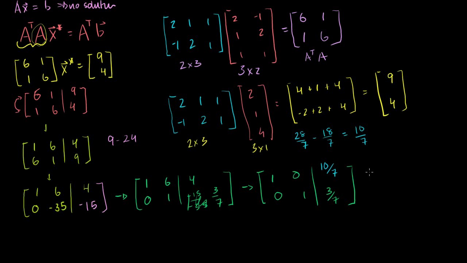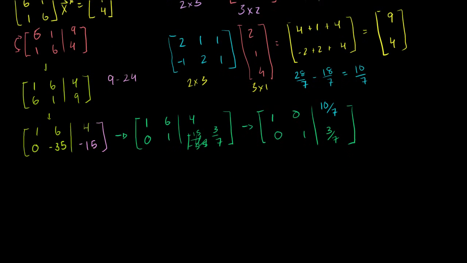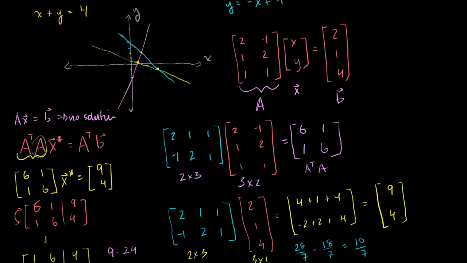So you could say that, let me write it this way. The first entry of x star, which we could call x, is going to be 10/7. Let me write this. X star, the solution, is going to be 10/7 and 3/7. So I'm saying that if you take x equal to 10/7 and y equal to 3/7, you're going to get as close to a solution as possible. So let's see what that looks like visually.